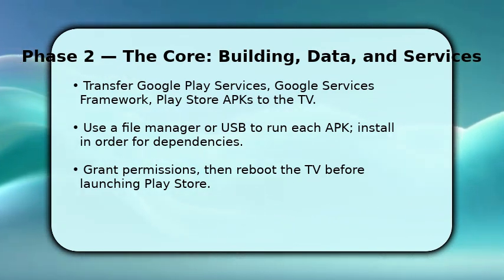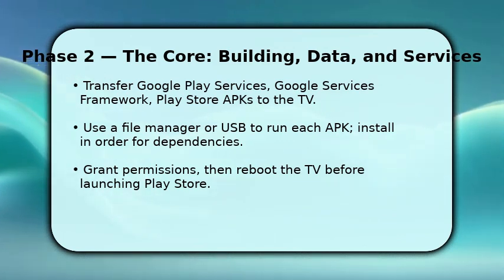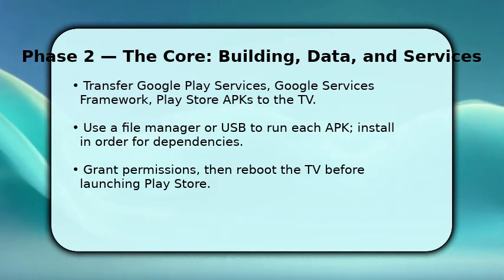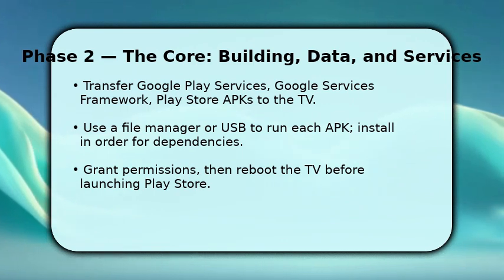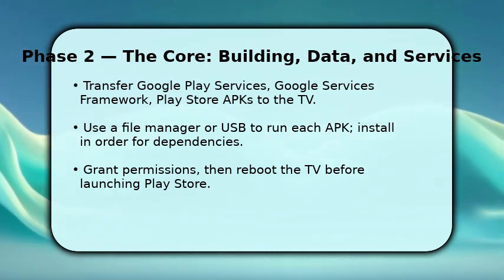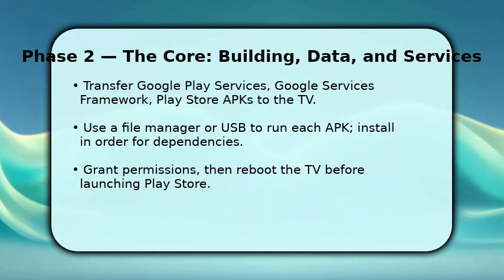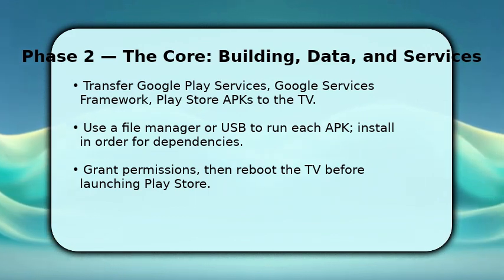Make sure you grant any requested permissions when prompted, and monitor for signature conflicts. If an install fails, note the error. After installations finish, reboot the TV to let services initialize. This ensures background processes start correctly and the Play Store can register with Google services.